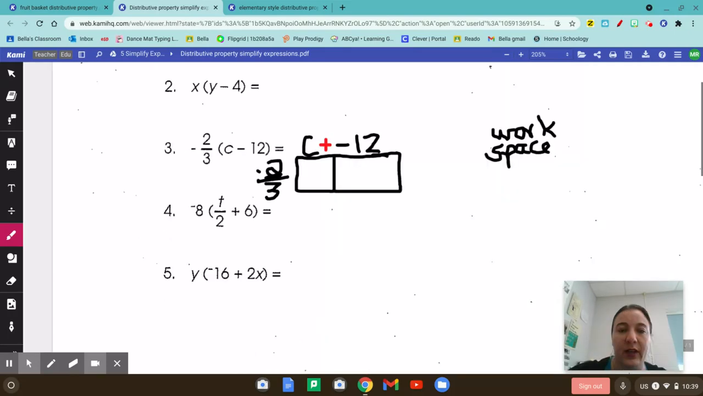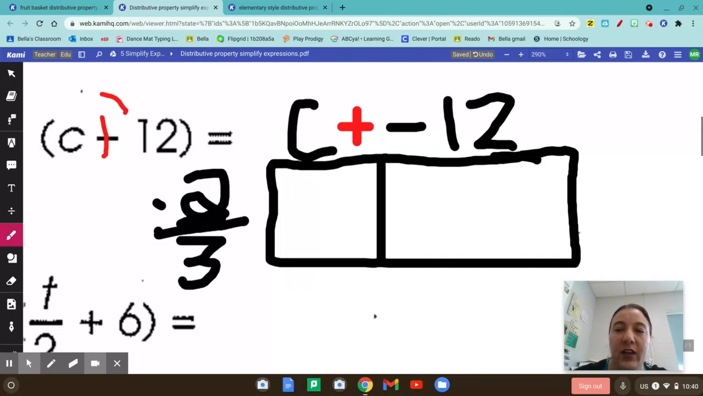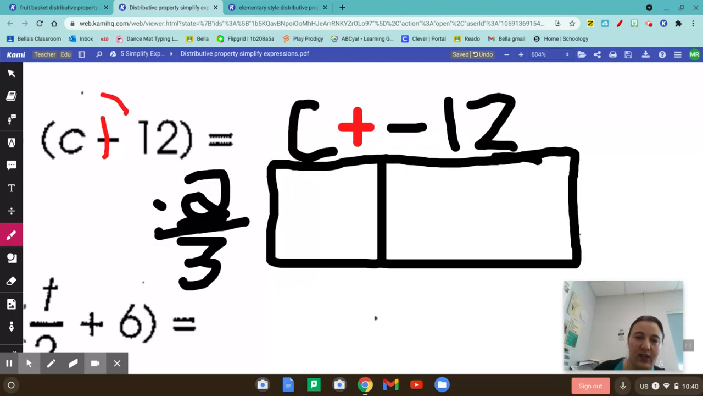So not everything's going to be nice whole numbers. We might have fractions, so let's do the one with fractions. Looking at question 3. Remember that subtraction's adding the opposite, so that minus can be changed to adding, and the opposite of positive 12 is a negative 12. So I have 2 terms in the parentheses. I have a C and a negative 12, so I have my rectangle separated into 2 sections. And on the outside of the parentheses, the negative 2/3 is the thing that's being distributed, so I've written that down as the width. And believe it or not, even though negative 2/3 times C sounds difficult, the answer is the same as the question.